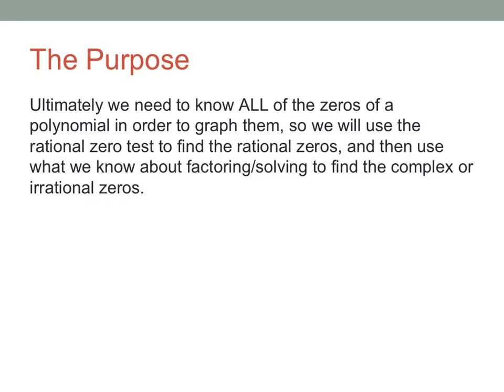Okay, so the overall purpose of the rational zero test is we want to know all of the zeros of a polynomial so that we can graph them accurately. So we're going to use the rational zero test to find all the rational ones, and then use what we know about factoring and solving to find the other zeros. Okay, so ultimately remember that the goal of this entire unit is that we're going to be able to graph them and graph them accurately. So know where all your x-intercepts are, know your end behavior, so that you can graph things accurately.